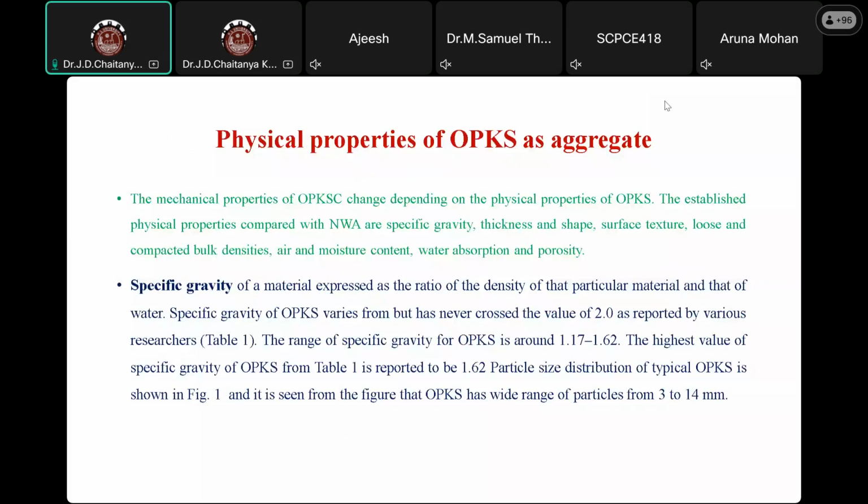Okay, so now we'll see the main physical properties of the shell as an aggregate. Now we'll go with the mechanical properties of the oil palm shell, which change depending upon the physical properties of the shell, right? Whatever concrete you take, its mechanical properties depend upon the main physical properties only. In this case, you can observe the texture and shape of the shell is like a coconut shell, and it has less compact bulk densities. The main disadvantage of this shell is water absorption.